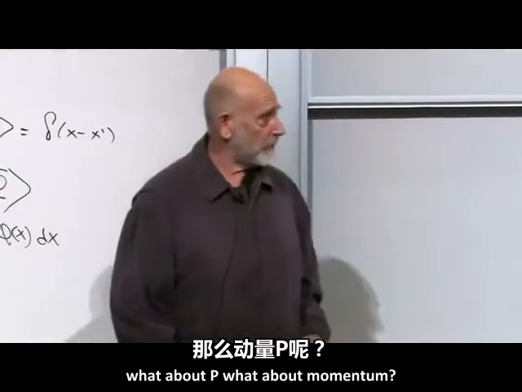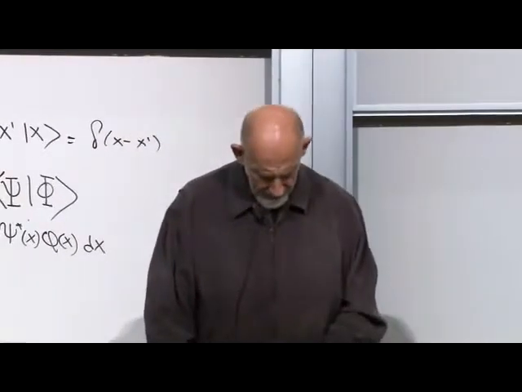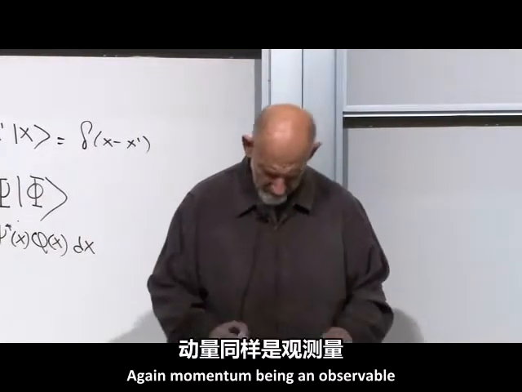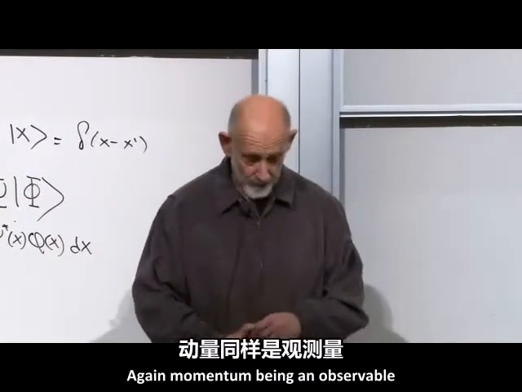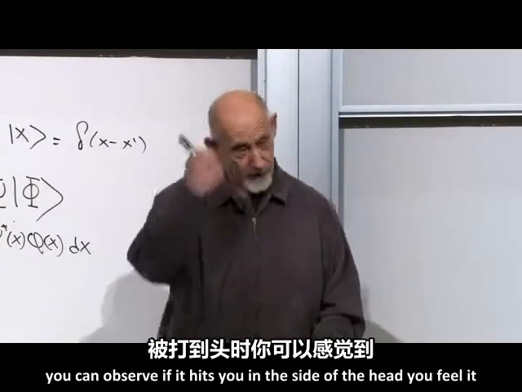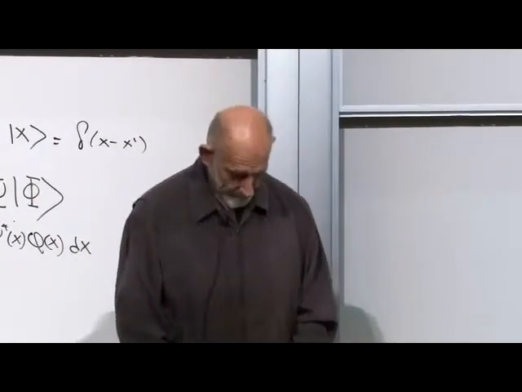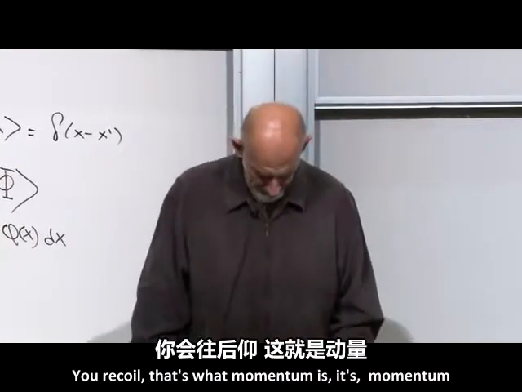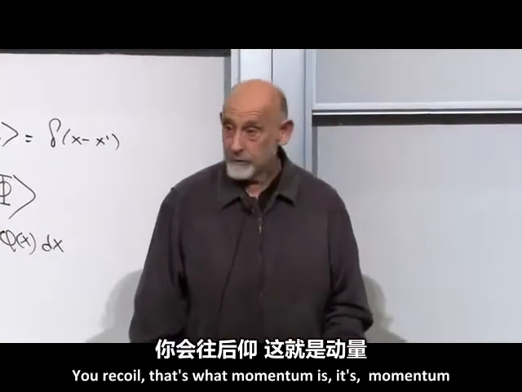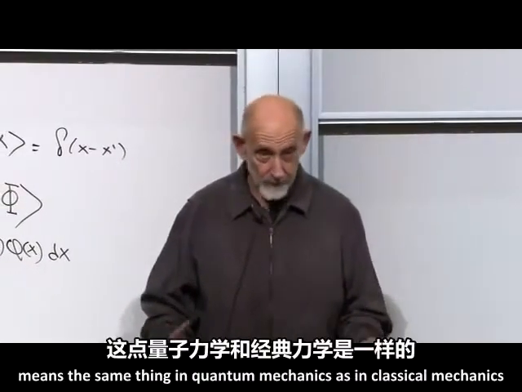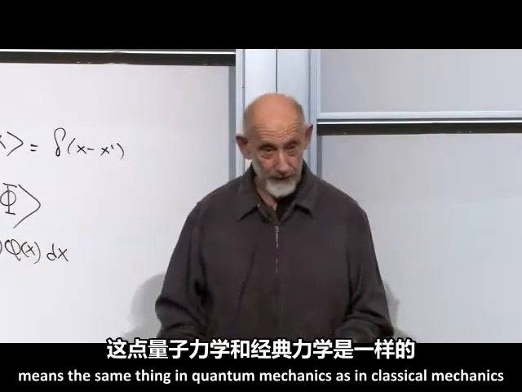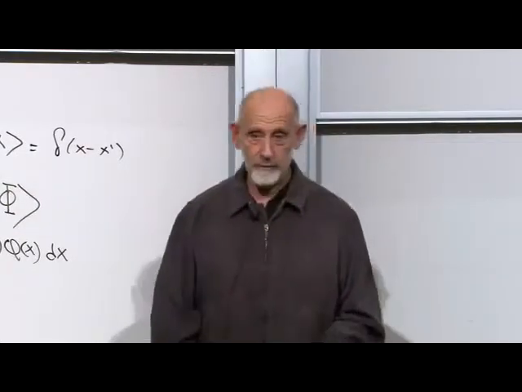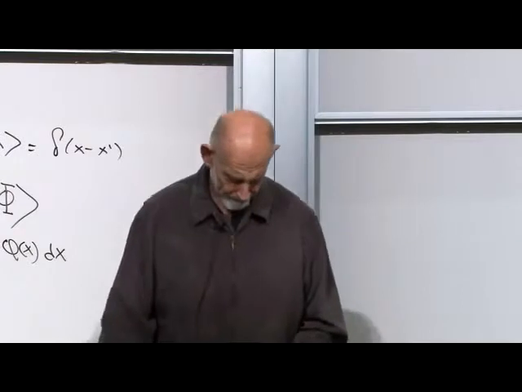What about p? What about momentum? Again, momentum being an observable, you can observe it. If it hits you in the side of the head, you feel it. You recoil. That is what momentum is. Momentum means the same thing in quantum mechanics as it does in classical mechanics. It's conserved. And so if you absorb something with some momentum, you recoil.